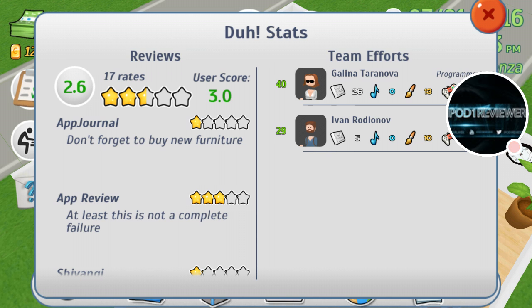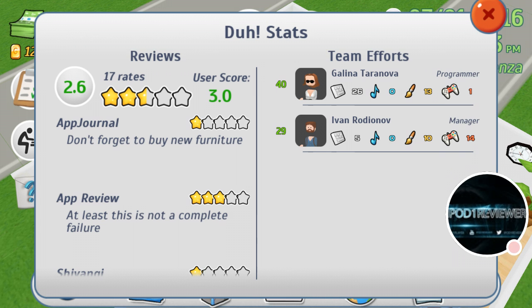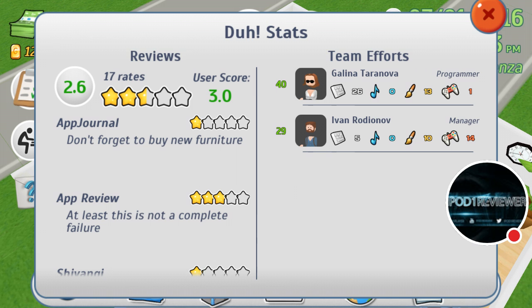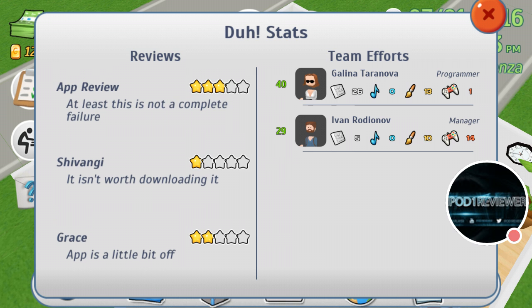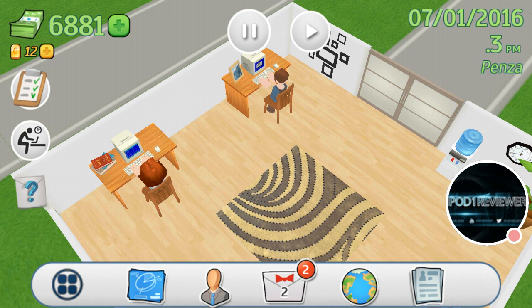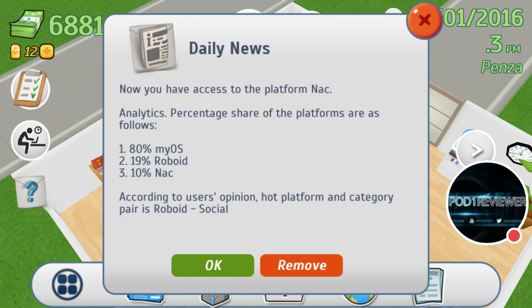Reviews. Oh, it got 2.6 out of... Wait, what is this? Yeah, she needs more training. So these are the steps. Don't forget to buy new furniture. At least this is not a complete failure. It isn't worth downloading. App is a little bit off. All right, cool. So I need to train these guys more.